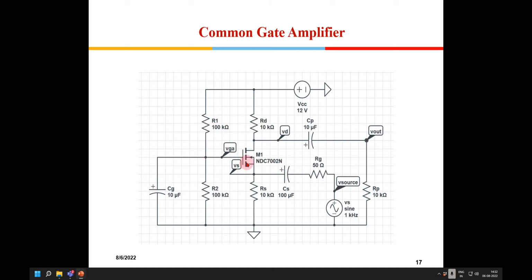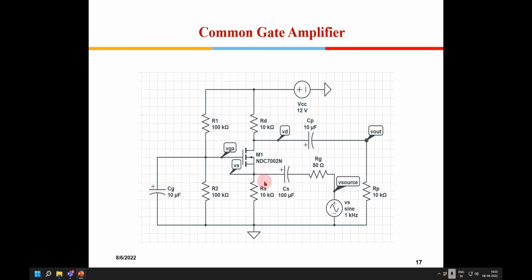Right? I'm seeing common drain amplifier here. This is common gate. No, sir, I'm seeing the common drain slide. I think my network issue is there. Okay. This is common gate, where I am applying a signal at the source. Source, yes.